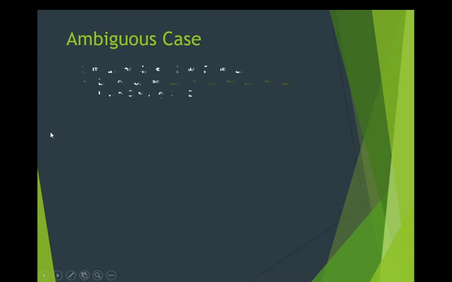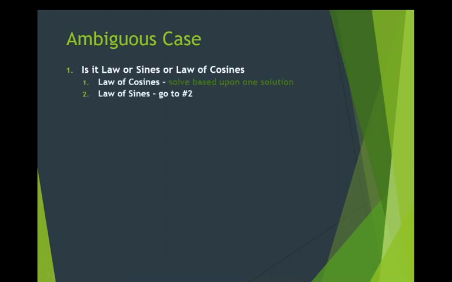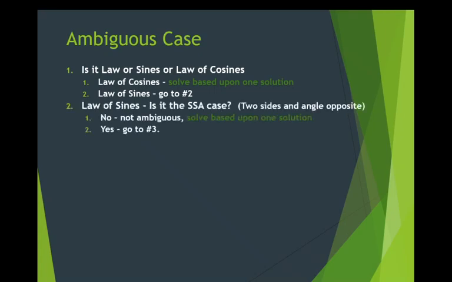So, with this ambiguous case, this is basically the thought process you need to go through. Whenever you're solving triangles, number one, you've got to figure out, is it a law of sines or a law of cosines problem? Okay? If it's a law of cosines problem, then you're going to solve based on one solution. Law of cosines, there's only a possibility of one solution. Okay? If it's law of sines, we go on to step 2. If it's law of sines, is it the SSA case? Do you have two sides and an opposite angle? No? Then you've got one solution.